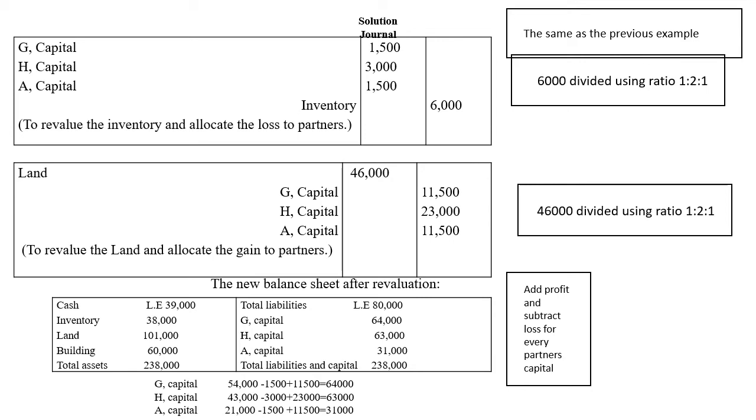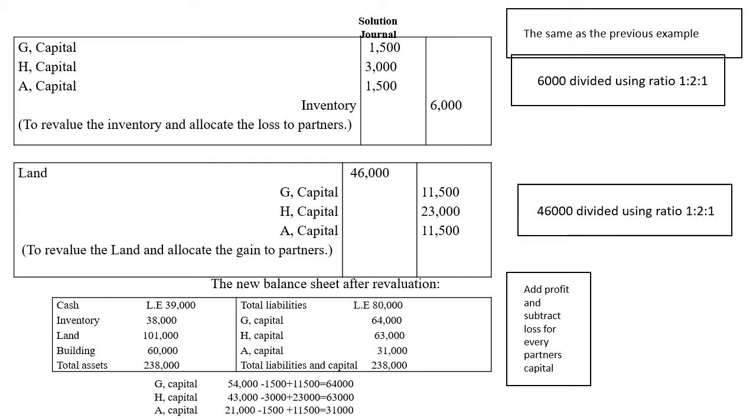The beginning balance of G capital was 54,000 minus the loss from the inventory 1,500 plus the profit from the land 11,500, we get 64,000 as his capital. And the same for H and A, and you notice it's the same capital of A, 31,000. Then A will be leaving the partnership. His capital will be closed by 31,000.